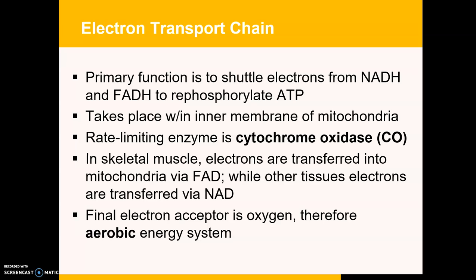The rate limiting enzyme for the electron transport chain is known as cytochrome oxidase, or COX. When the electrons are deposited into the electron transport chain, the resulting series of reactions releases enough energy to power the ATP synthesis reaction. When NAD is the electron carrier, enough energy is released to form 3 ATP, and when FAD is the electron carrier, the resulting ATP formation is 2.